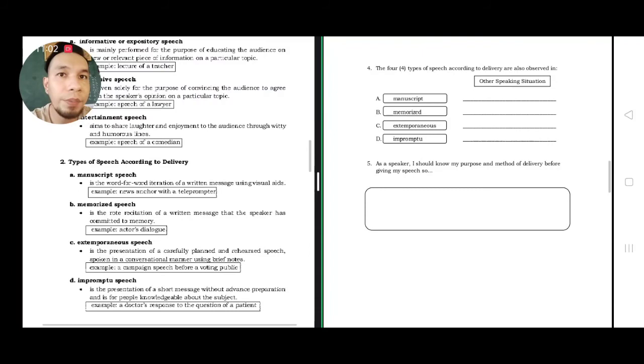Number 5, as a speaker, I should know my purpose and method of delivery before giving my speech. So this item can be converted into a question. The question is, why should you know your purpose and method of delivery before giving your speech?